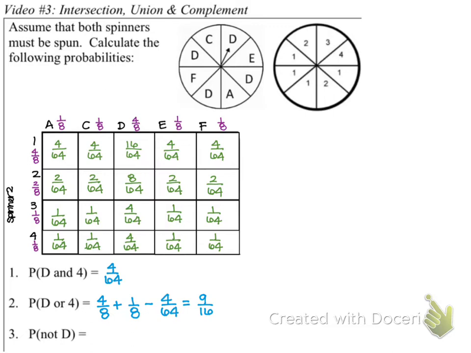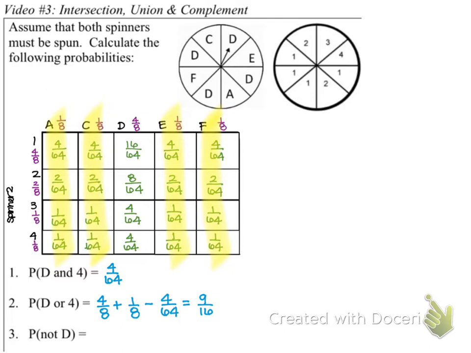Okay, moving down to the next one. So the probability of not D. So anything besides D would be a success. So if we go back up to our table, so not D. So A would be good. So anything in that column for A would be a success because it's not D. Anything in column C would be good because it's not D. Anything in column E, and likewise anything in column F.